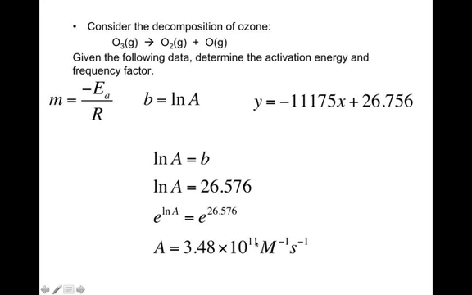Now, the units I'm not really able to figure out from the graph. Remember that the units on the frequency factor will always be the same as the units on the rate constant. So because our rate constant was given units of molarity to the -1, seconds to the -1, if you go back to the beginning of the video, you can see the table that had the units. And so those are the same units that the frequency factor will have.